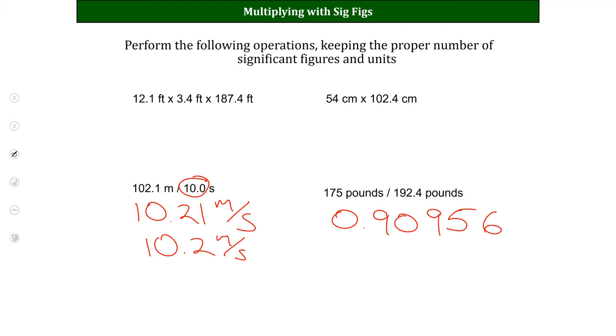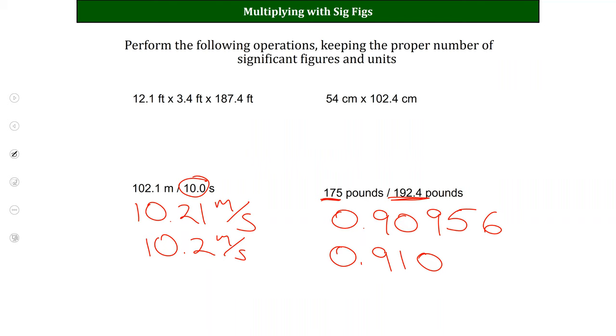And then you've got 175 pounds versus 192.4, 3 sig figs versus 4 sig figs, right? So we're keeping 3 sig figs. So 0.910. Don't forget to write that last zero. Yeah, we rounded it up, and that zero is not going to count mathematically anymore, but we still need to indicate that it's a sig fig.